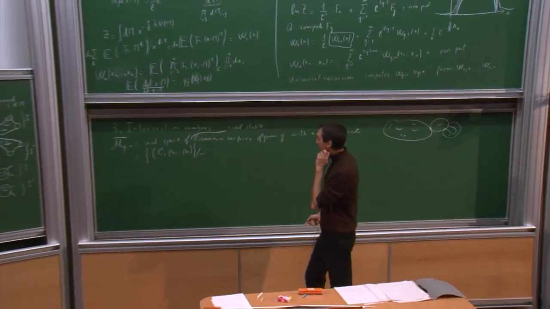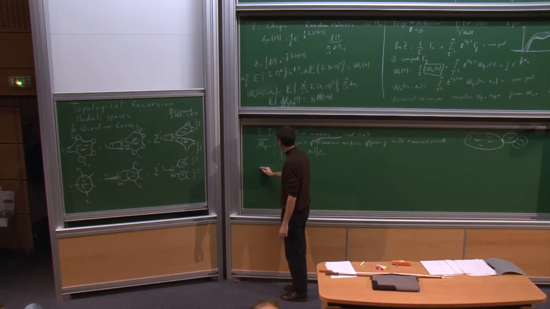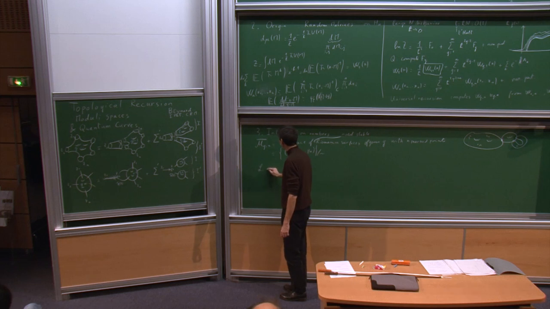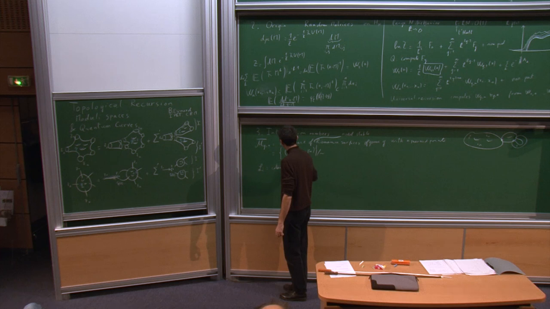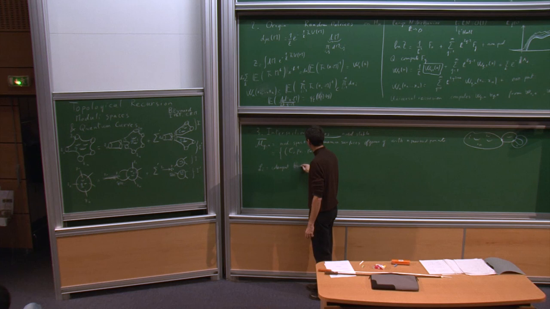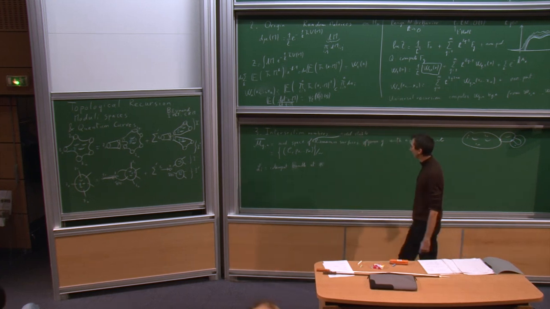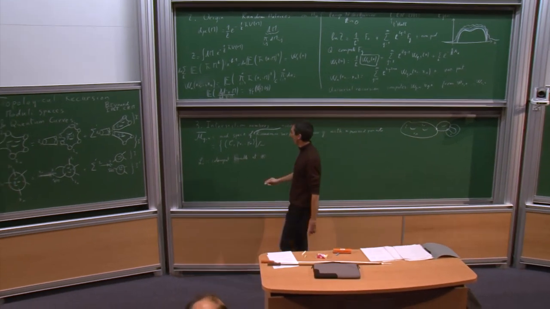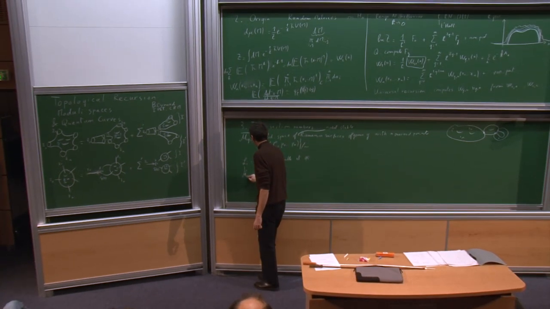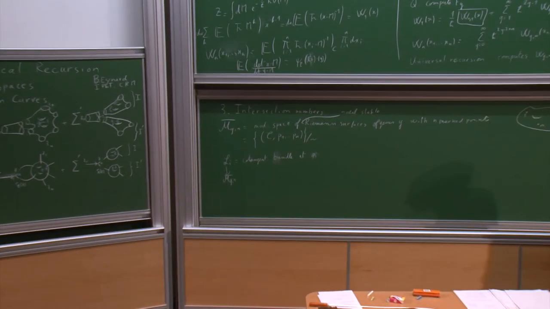Right? And on that space we can define the cotangent line bundle. So L_i is the cotangent line bundle at the marked point p_i, at the i-th marked point. It means it's a bundle over M-bar_g,n whose fiber is the cotangent space of C.